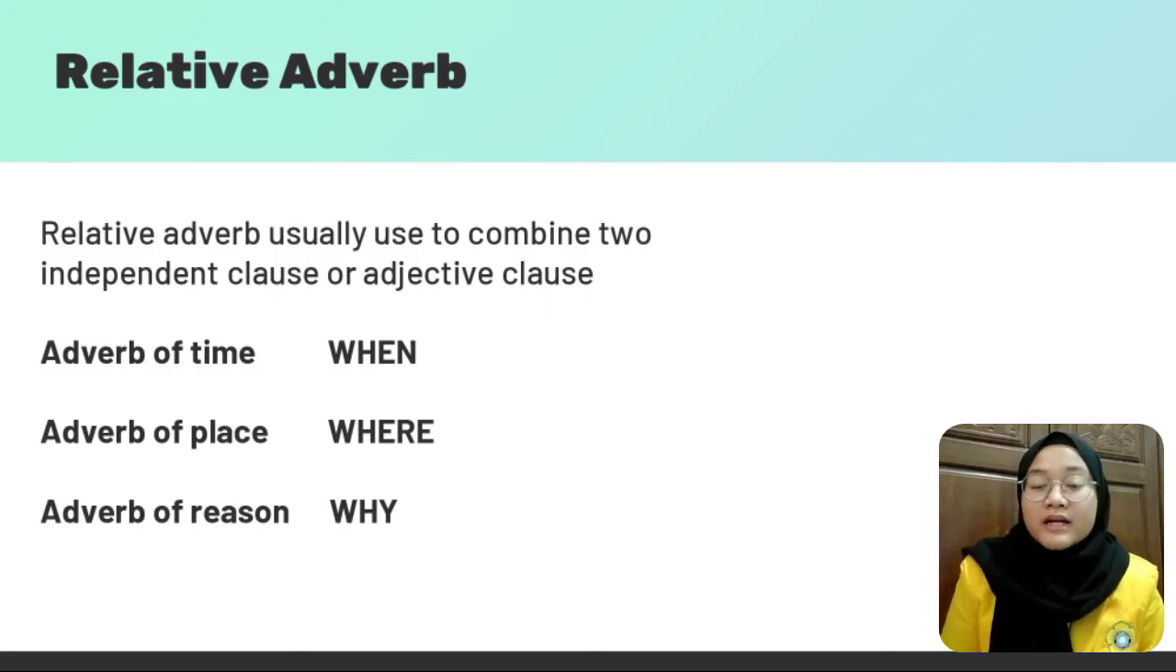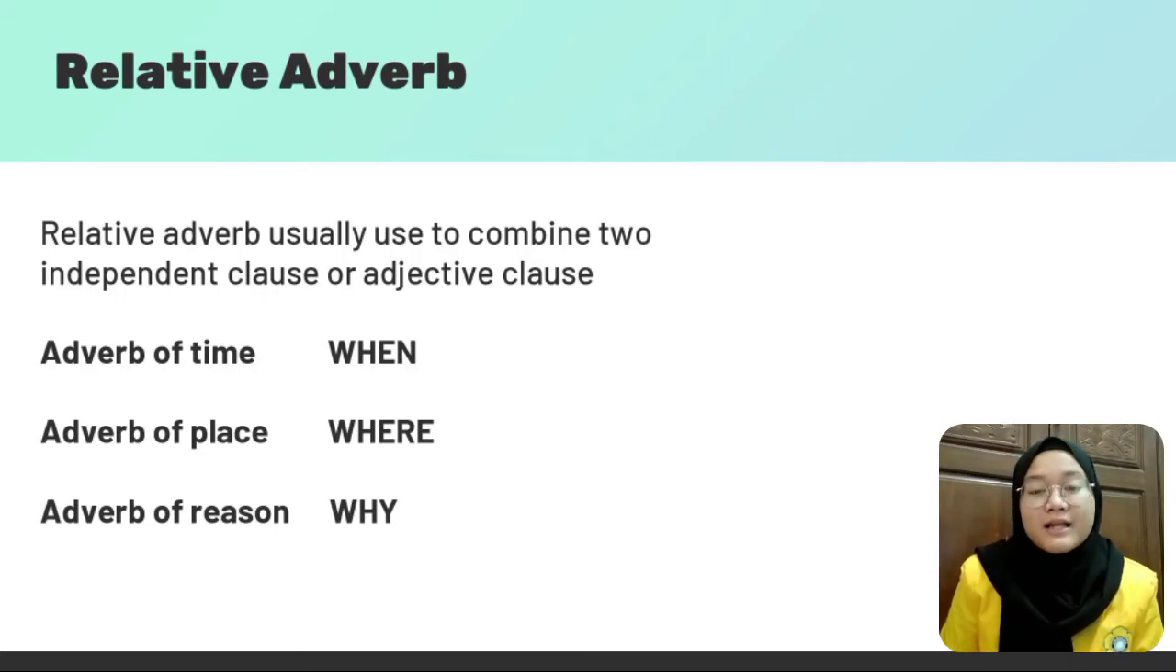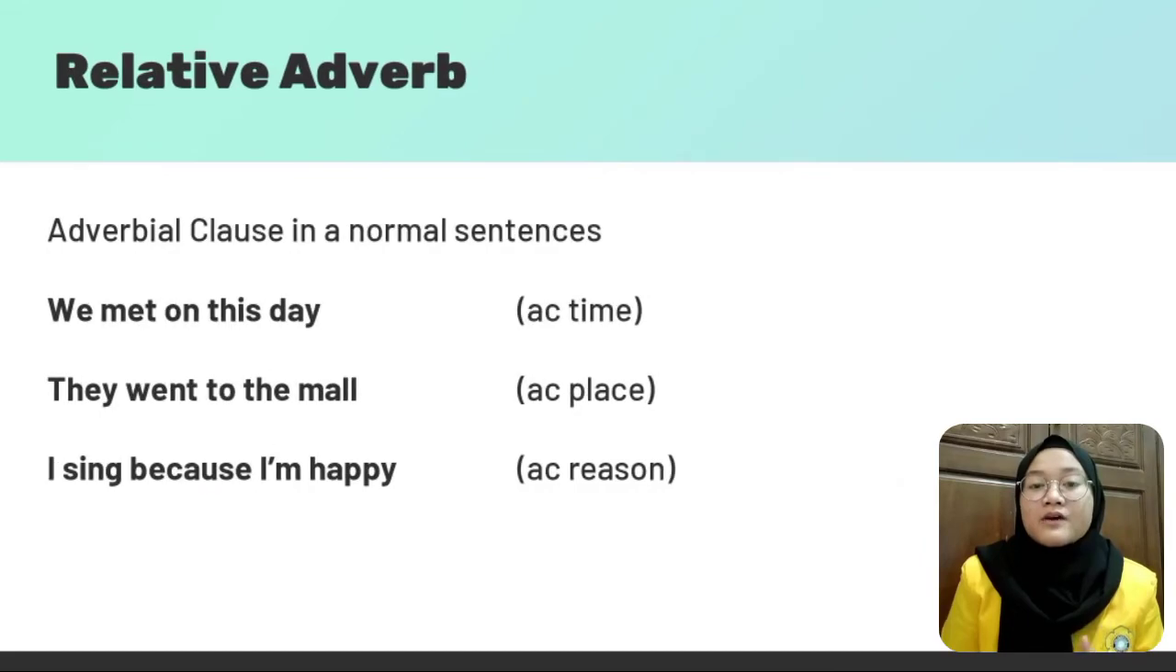So, if you want to replace adverb of time, place, and reason, we will use the W word when, where, and why. Before we talk about relative adverb, let's take a look at the adverbial clause in normal sentences first. For example, we met on this day. We is a subject, met is a verb, and on this day is adverbial clause talk about time.